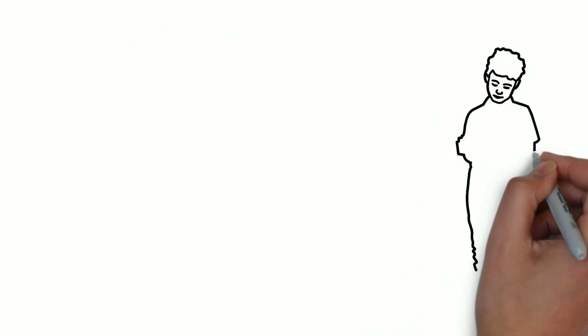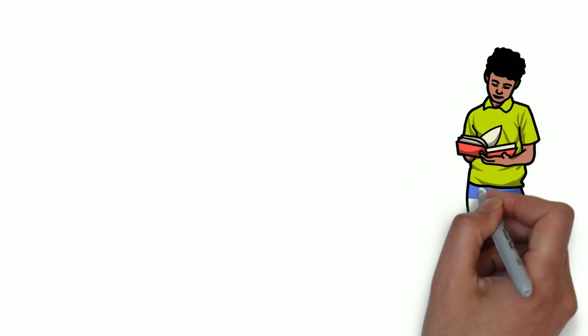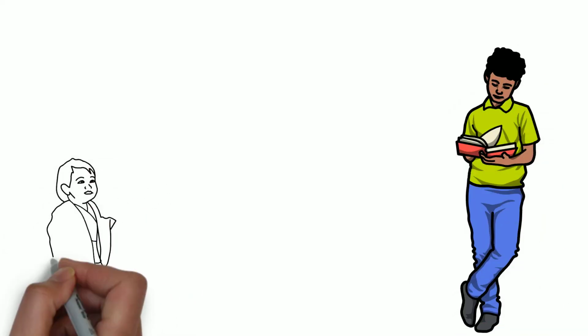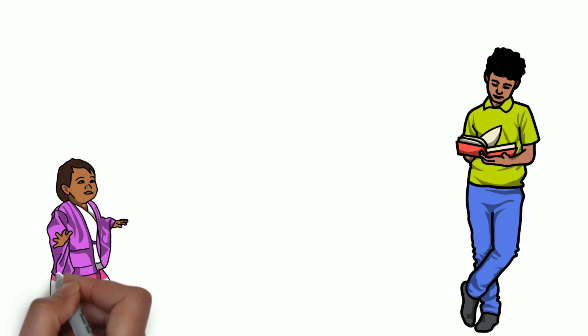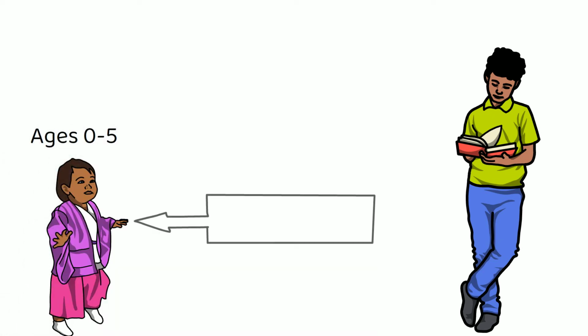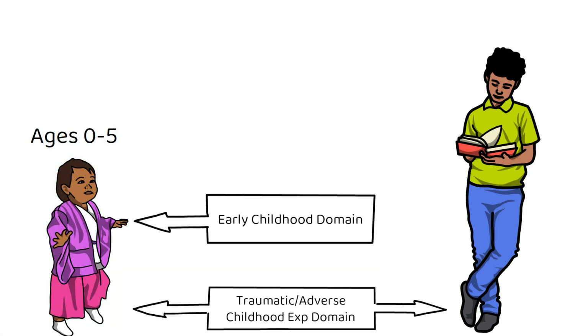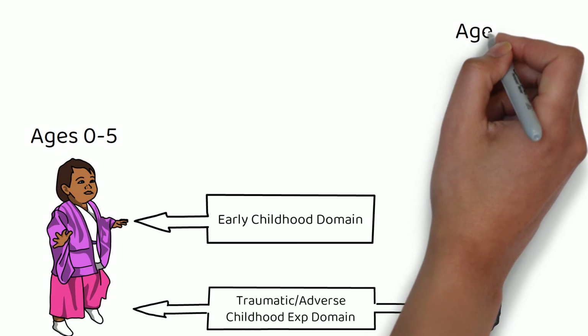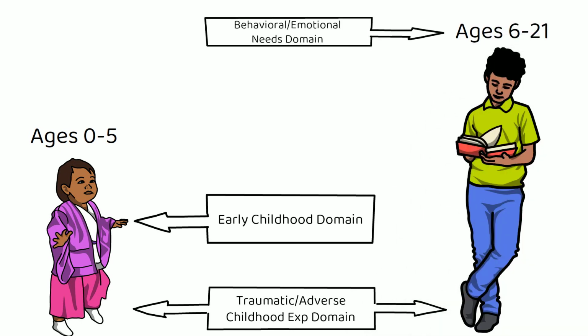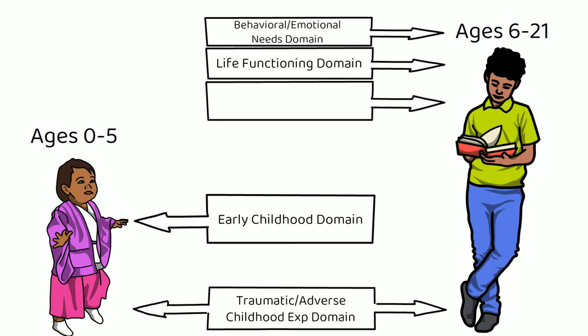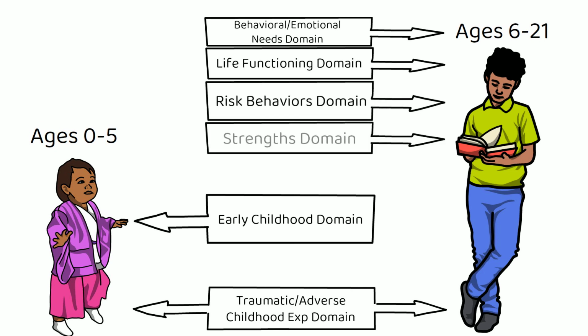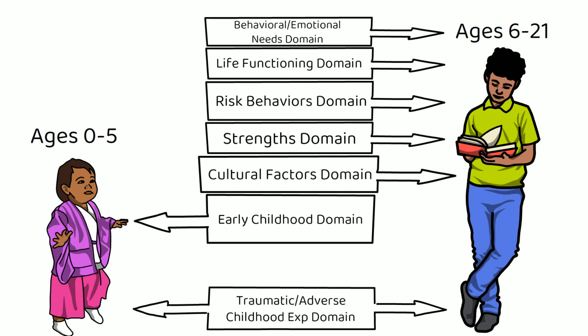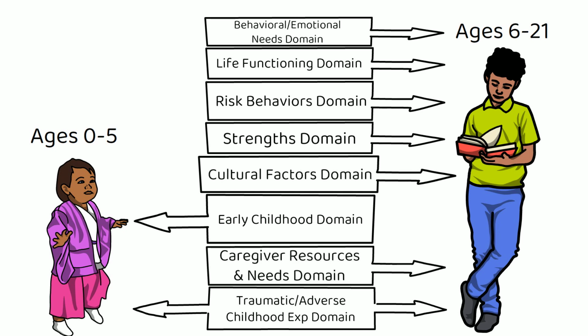Although there are 8 domains, not all 8 are used for every child. Depending on the age of the child, different domains will be used to assess that child and their family. For youth aged birth through age 5, one would use the Early Childhood domain and the Traumatic Adverse Childhood Experiences domain. For youth aged 6 through 21, one would use the Behavioral Emotional Needs domain, the Life Functioning domain, the Risk Behaviors domain, the Strengths domain, the Cultural Factors domain, the Caregiver Resources and Needs domain, and the Traumatic Adverse Childhood Experiences domain.